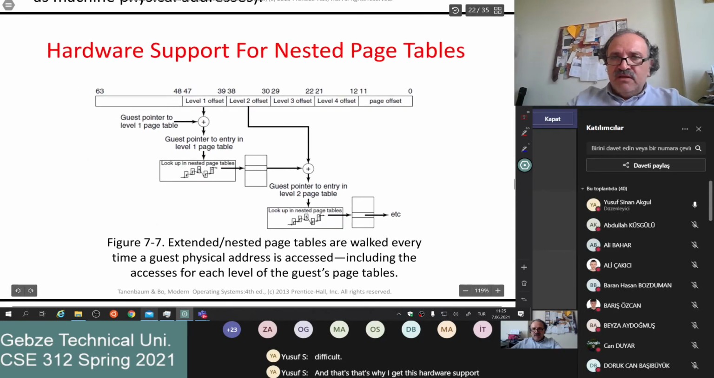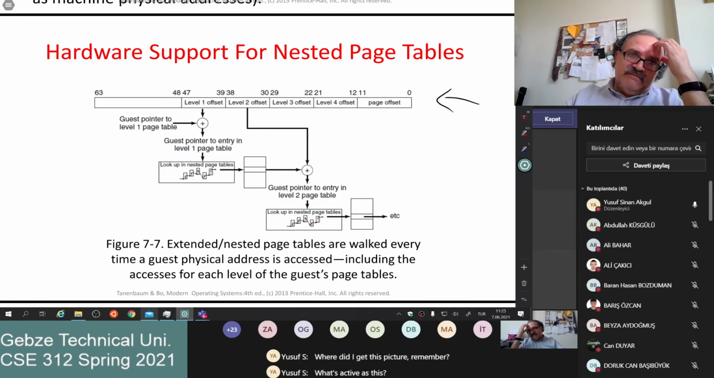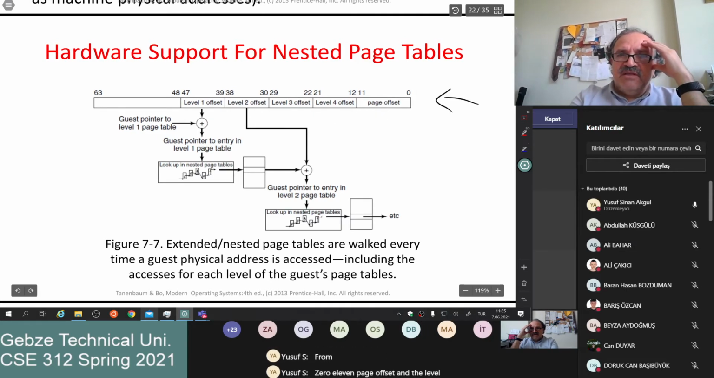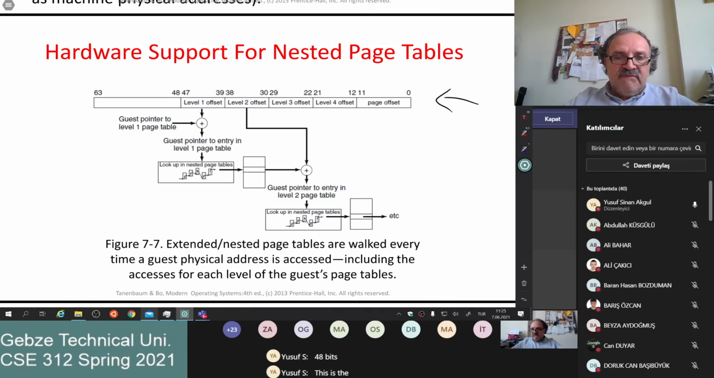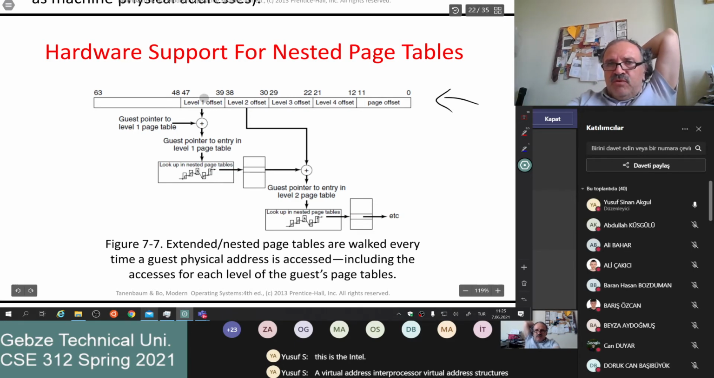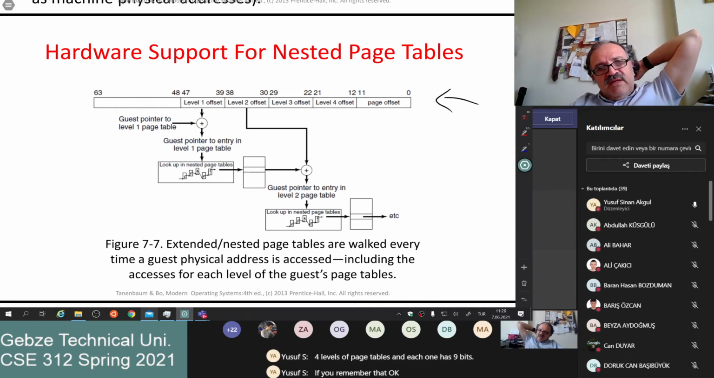And this is the picture actually. Do you guys remember this picture? I mean the upper part of it. Where did I get this picture? Remember? What structure was this? From 0 to 11 page offset, and the level 4 offset, level 3, 48 bits. This is the Intel processor virtual address structure. 4 levels of page tables, remember? 4 levels of page tables, and each one has 9 bits, if you remember that. Okay, so this is the picture.